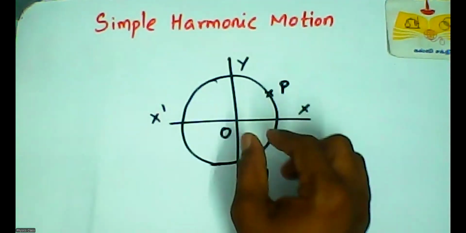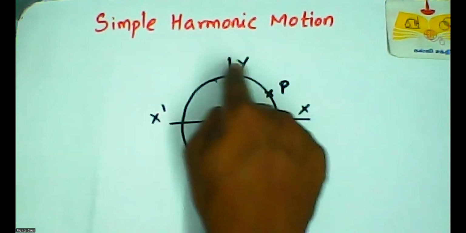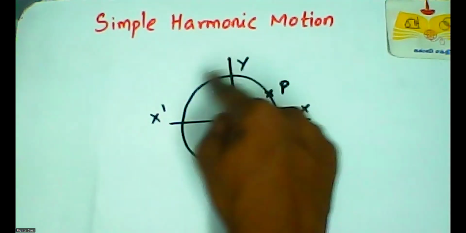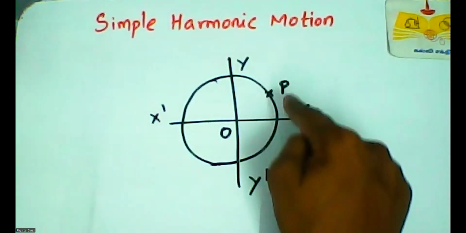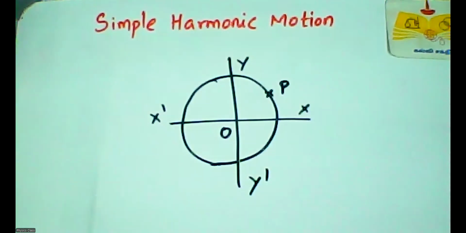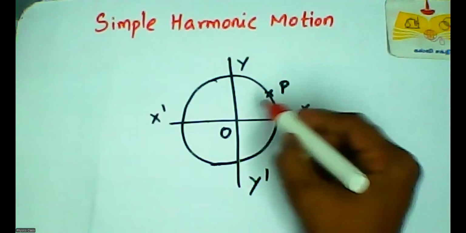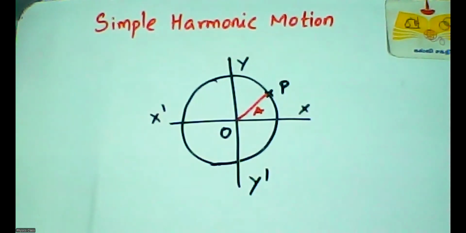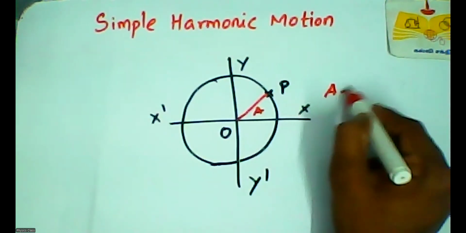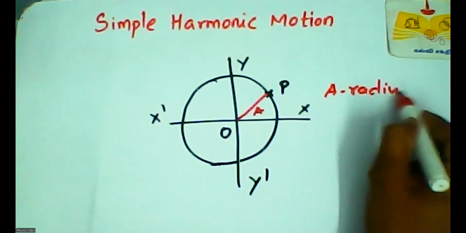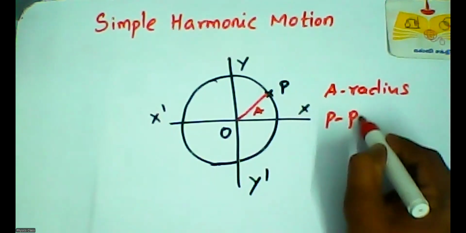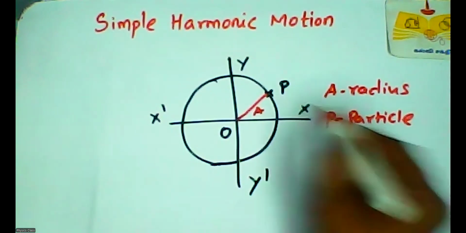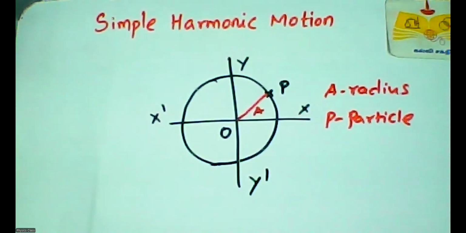Suppose a particle P is moving along the circumference of a circle of radius A. So we take A as the radius of the circle, and P be the particle moving along the circumference of the circle. This is clear.